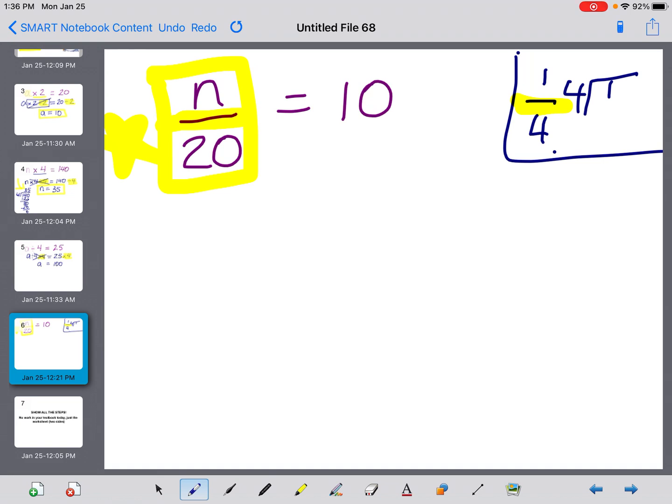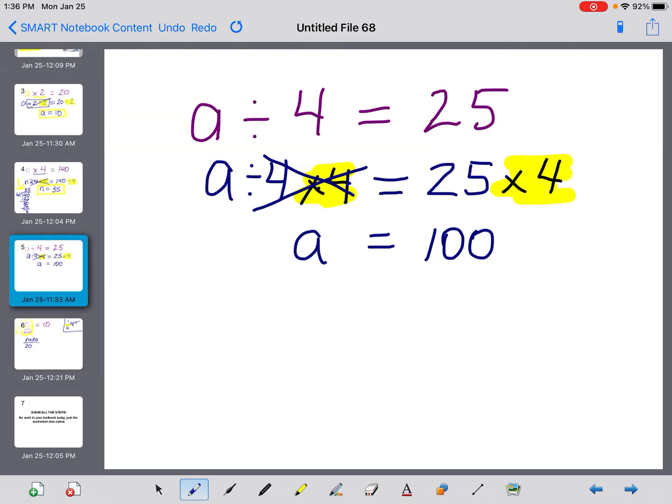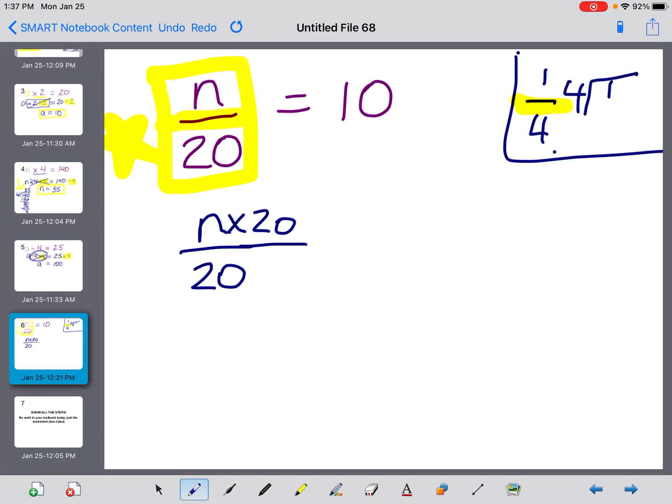And we work the problem in a very similar way. So we have our n being divided by 20. So all you have to do is still think in your head, what's happening to the n? It's being divided by 20. So we have to multiply by 20. Okay, it's just a little bit of a different way to show your work here. But it means the exact same thing as what we were doing over here. Okay, just a bit of a different way to show it.